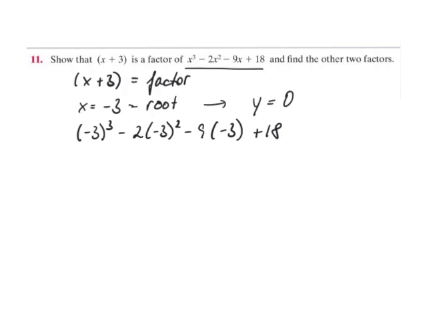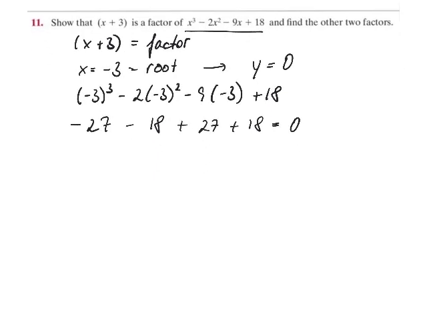Minus 3 cubed is minus 27. Minus 2 times 9 is minus 18. Minus 9 times minus 3 is plus 27, and plus 18, and as it all cancels each other, that comes to 0. And with that we have shown that minus 3 is a root, which then also means that x plus 3 is a factor. So we now have to find the other two factors.